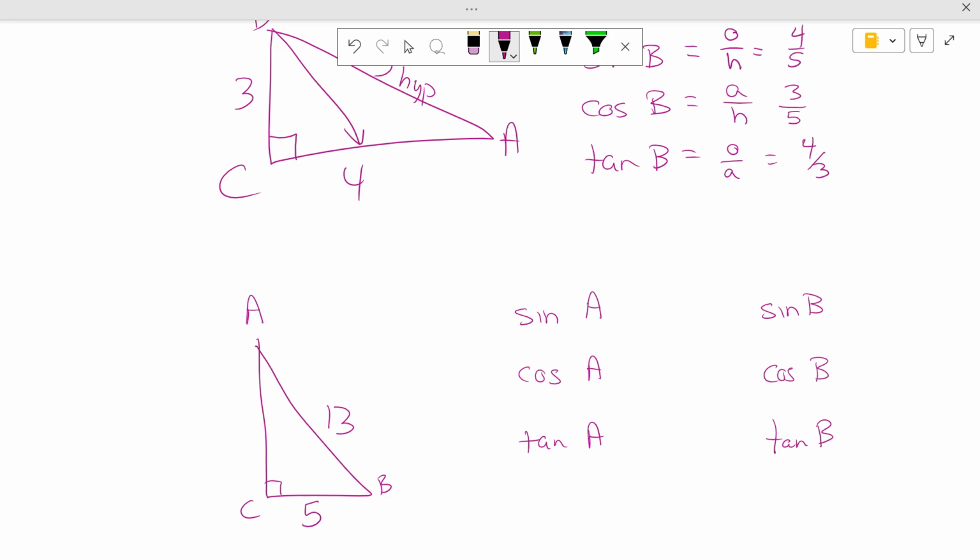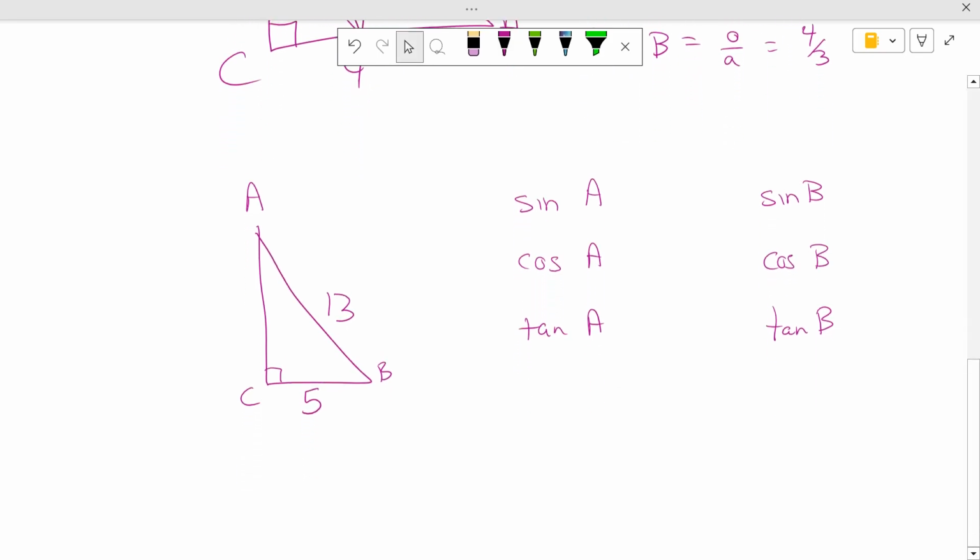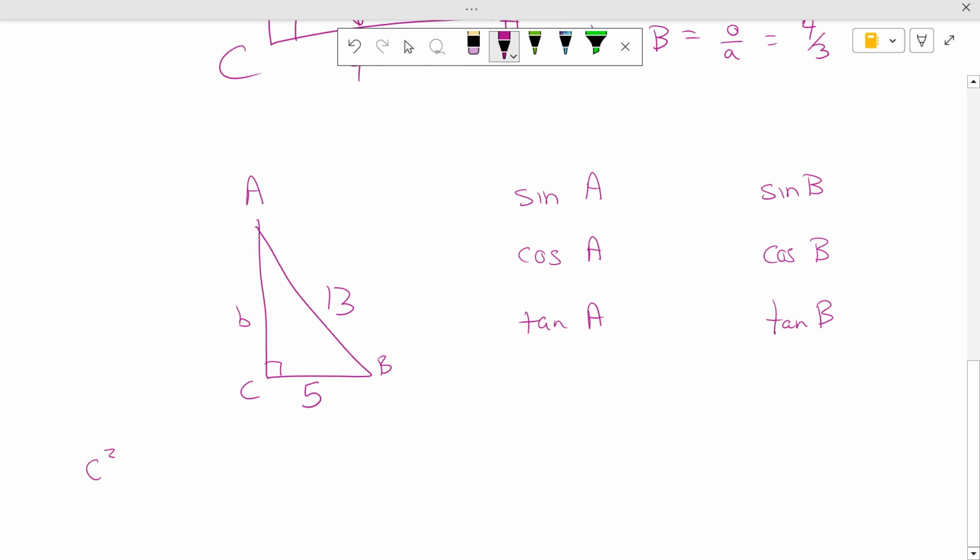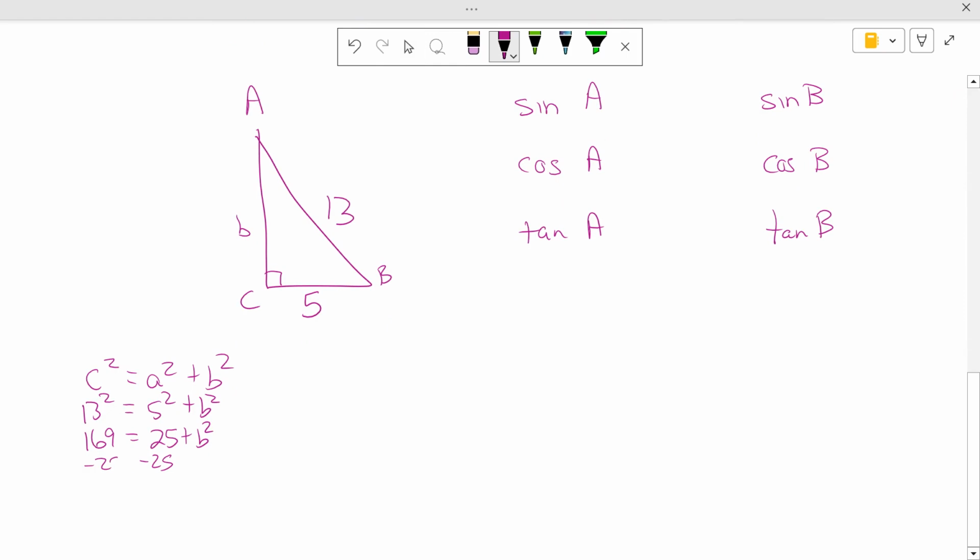Okay. Before I can find sine, cosine, tangent, and all of them, I should do something first. What else should I do for this triangle? Find the missing side. Yeah, we got to find this side right here. C squared equals A squared plus B squared. What is that? Pythagorean theorem. So 13 squared equals 5 squared plus B squared. So 169 equals 25 plus B squared. So if we subtract 25, B squared equals 169 minus 25, which is 144. Then take the square root. So B equals 12. So our missing side, side B, is 12.